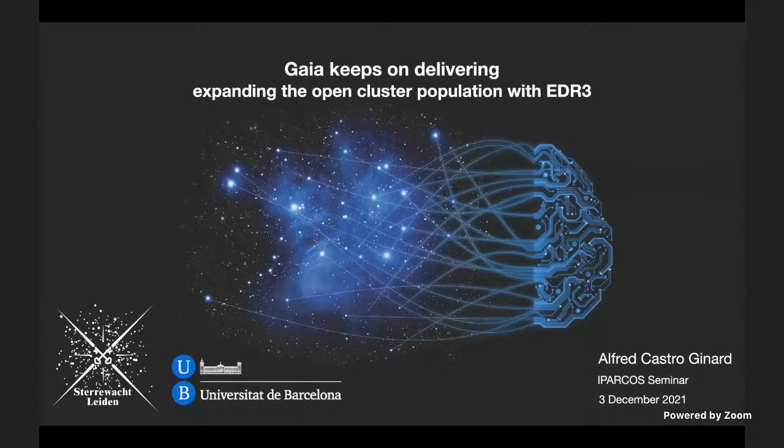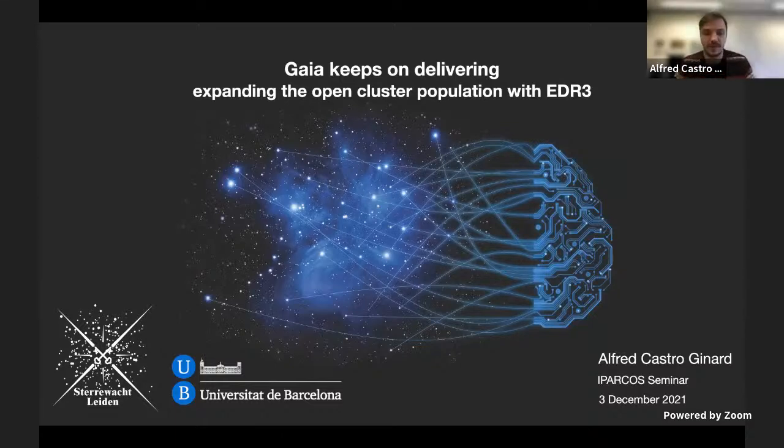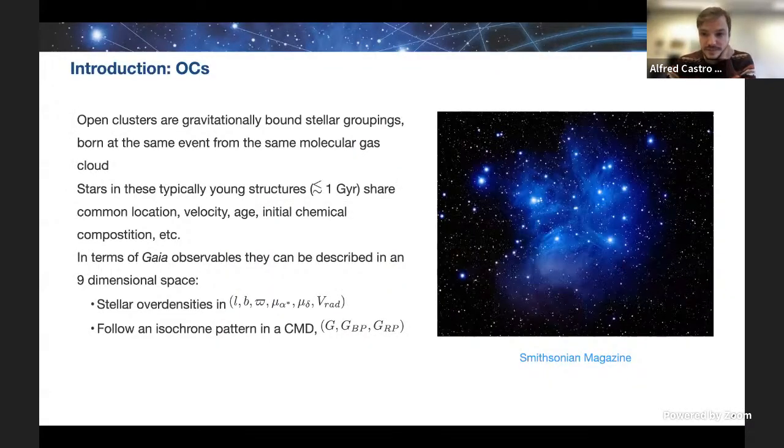Perfect. So what I'm going to explain here is the work I did basically during my PhD, which is the search for open clusters in Gaia data, and now applying it to EDR3 and seeing the deliveries for EDR3. I included here the logos from the Sterrewacht in Leiden. That's who I am now, but basically this work was developed at the University of Barcelona. Okay, so first, a bit of introduction.